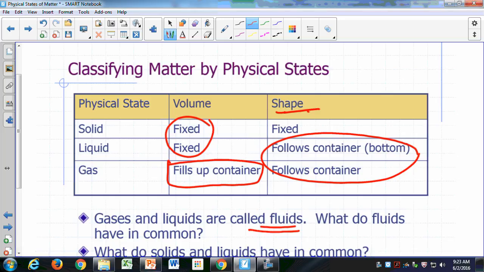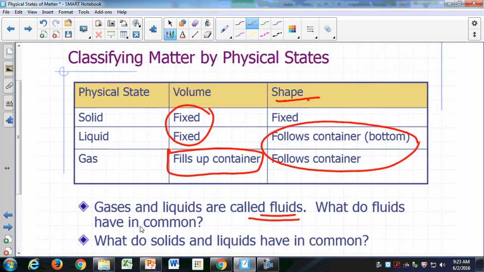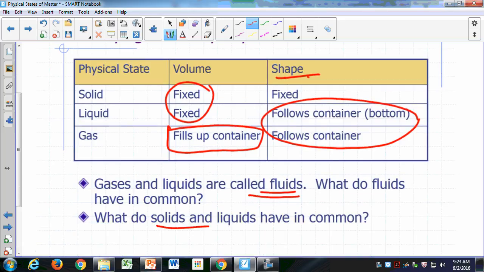So you could say that the shape of the liquid will just follow the bottom of the container that you put it in. Okay, so what solids and liquids have in common is that they have more or less fixed volume. They're kind of hard to squeeze, they're kind of hard to expand. A gas, on the other hand, will just expand and fill out whatever container you put it in, or if you shrink the container, it will just fit itself into that container. Okay?